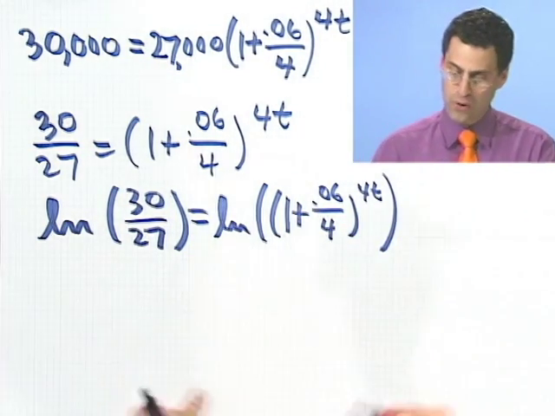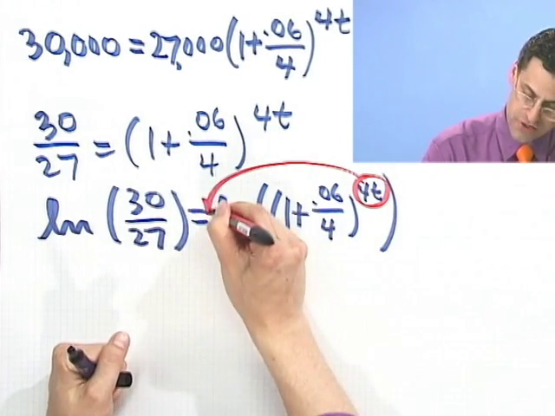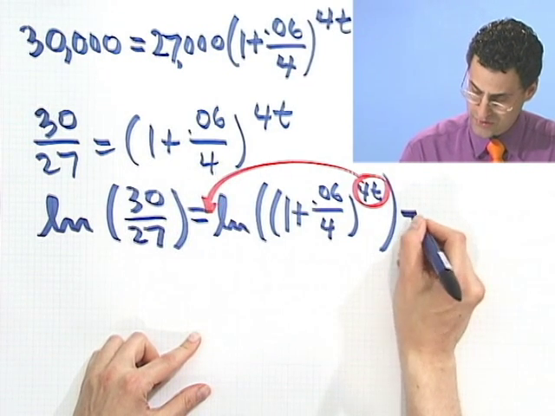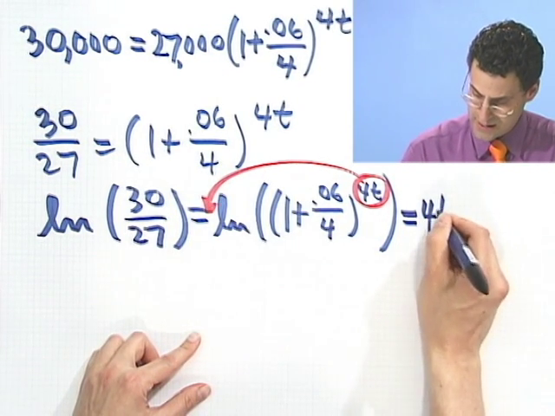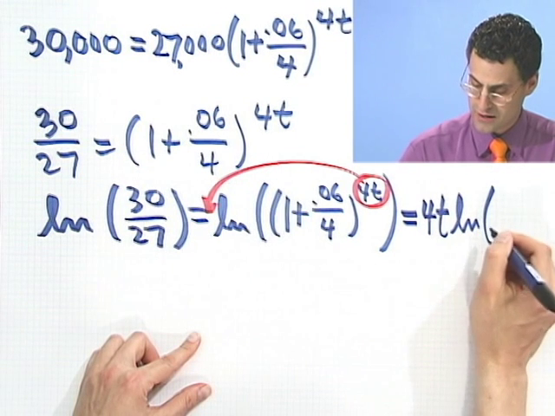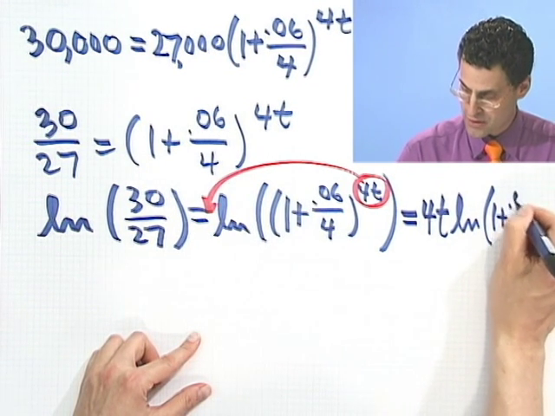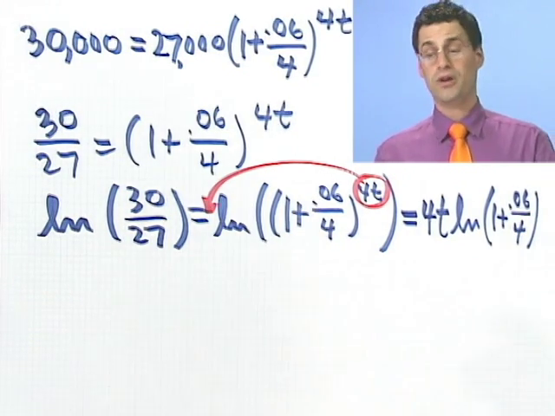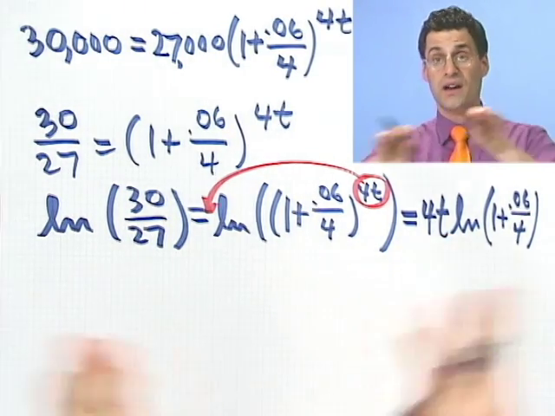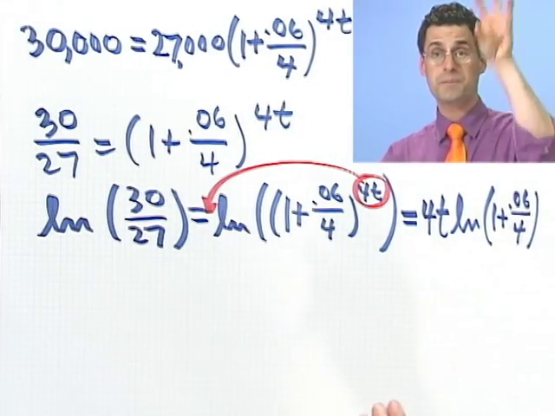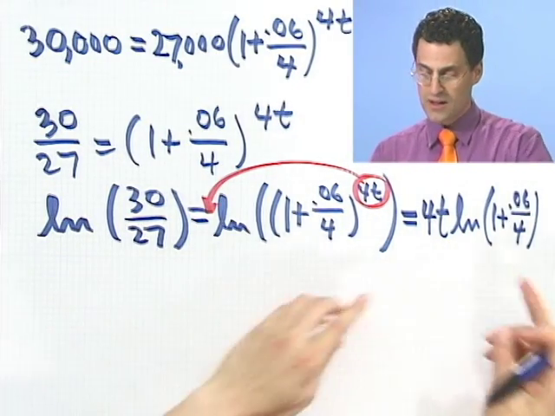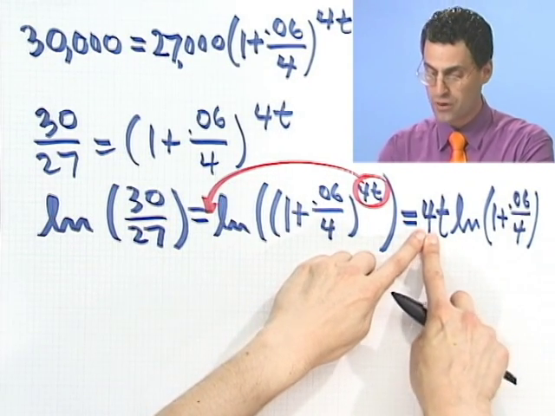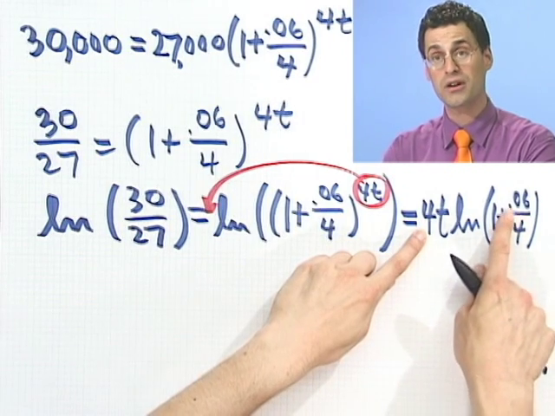And voila, the whole value of that is that this exponent becomes a coefficient by properties of the log. And so this actually equals 4t times the natural log of 1 plus 0.06 divided by 4. Well, I'm trying to solve for t, but now t is on the ground floor. There's no t's upstairs in the attic. I've got them all down here. In fact, everything else is a number. So I can just solve for t by dividing both sides by this 4 times the natural log of 1 plus 0.06 divided by 4.